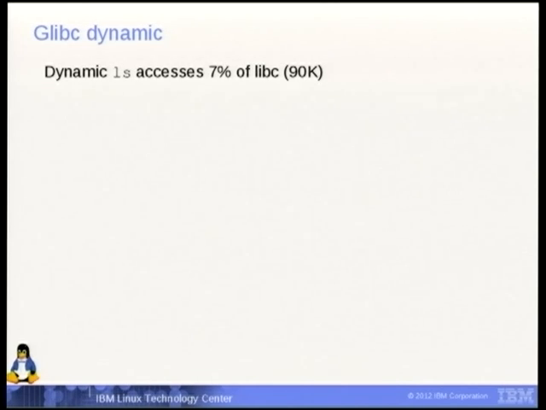Another thing that was interesting, so we had 7% of libc being accessed by dynamic LS. So it pulls in 90K. I mean, that's not too bad. Okay, so maybe other things will use the rest of it, we hope. Yep. Okay? But 90K, that's not too bad.